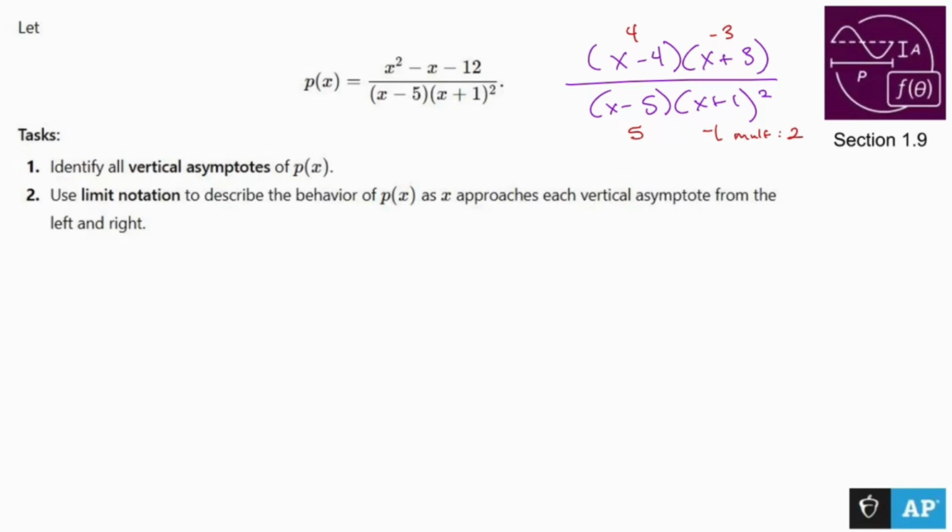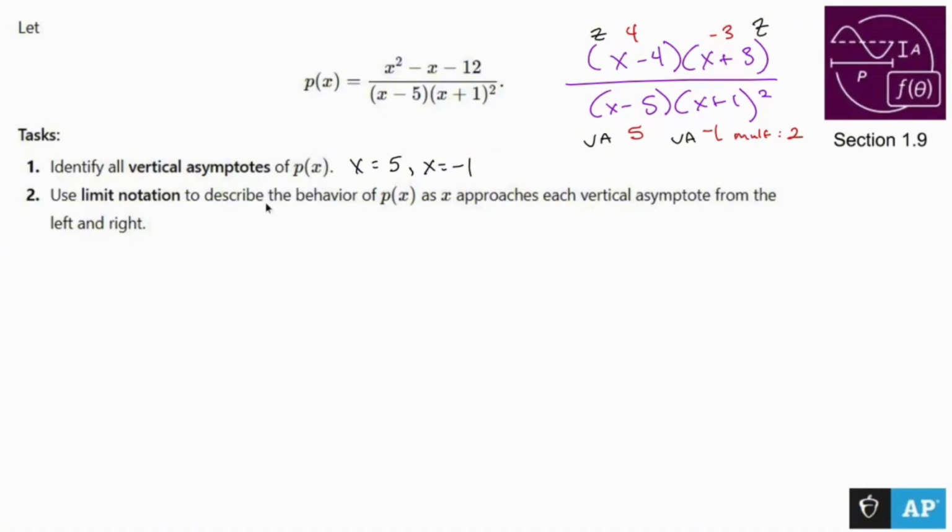Now let's take a look at what we have. 4 isn't seen on the bottom anywhere else, so it's a 0. -3 isn't seen on the bottom anywhere else, so it's a 0. 5 isn't seen on the top, so it's a vertical asymptote. And -1 isn't seen on the top, so it's a vertical asymptote. So what are my vertical asymptotes? x equals 5 and x equals -1.